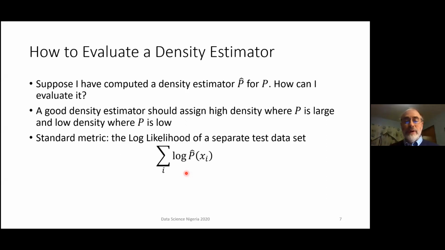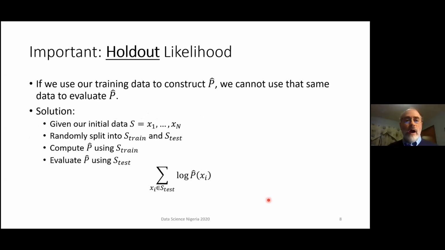So we can still use maximum likelihood, which is the standard way of training all statistical models. But it is, of course, important that we use a holdout likelihood. So it's the same as with supervised learning. We always want to evaluate on independent data that was not used to construct the density estimator. So given our data, we can split it into a training set and a test set. We estimate P hat on the training set, and then we evaluate it on a separate test set.